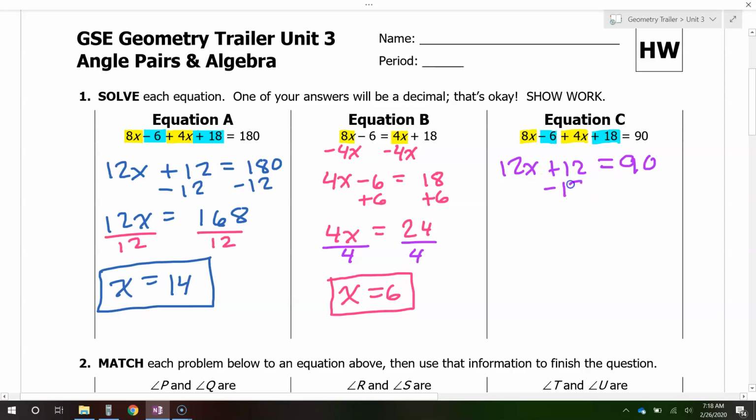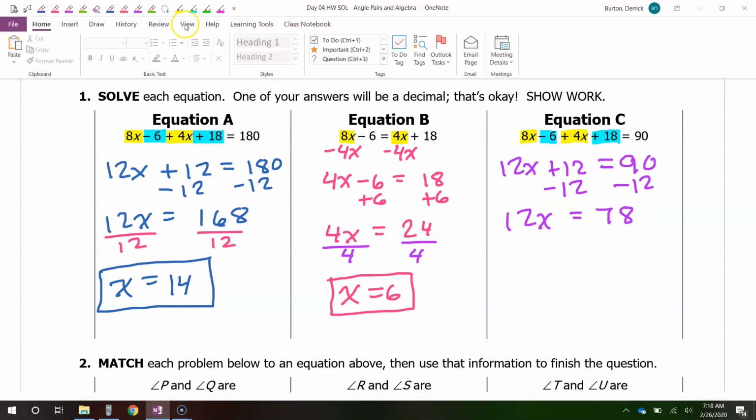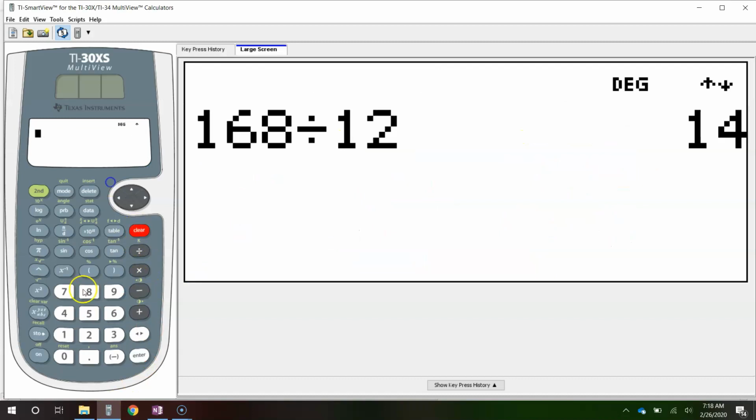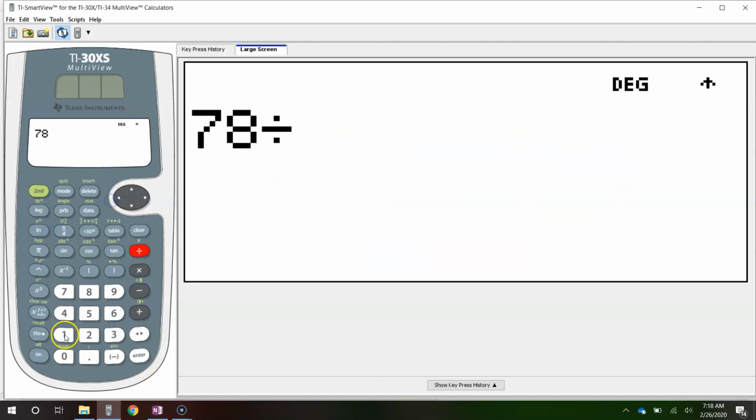So got to get x by itself. So we will subtract 12 from both sides, and that's going to give me 12x is equal to 78. And then I have to divide both sides by 12, because that will get x by itself. So that's going to give me x is equal to 6.5.